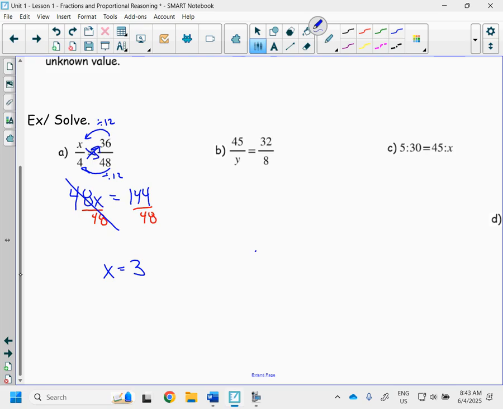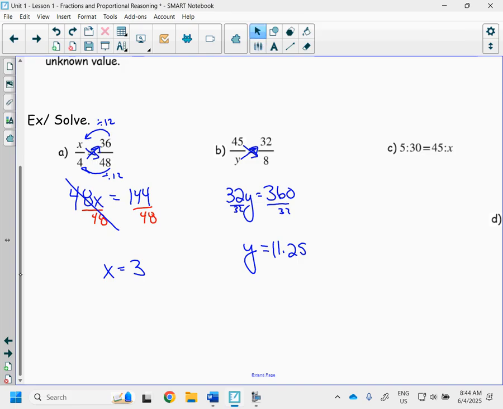I want to know what y is. Well, I know if I multiply them together, it should equal whatever that comes out to. And 45 times 8 is 360. But I don't want 32 y's. I want to know what y is. So I'm going to divide by 32. Whatever I do to one side, do to the other. And I think you should end up with 11.25. And now we're solving some problems.